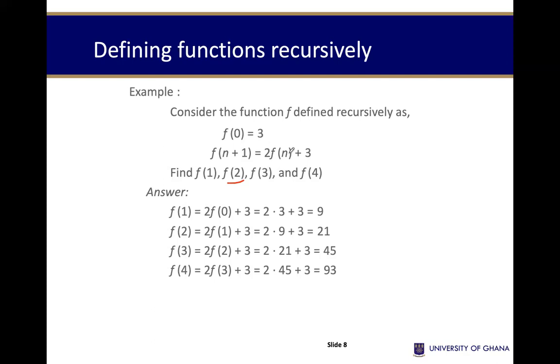So rather, you need to start with n equals to 0. And when you start with n is equal to 0, it's going to be f of 0 plus 1. That should give you f of 1 to be equal to 2 times f of 0 plus 3. And for f of 0, we already know it here.